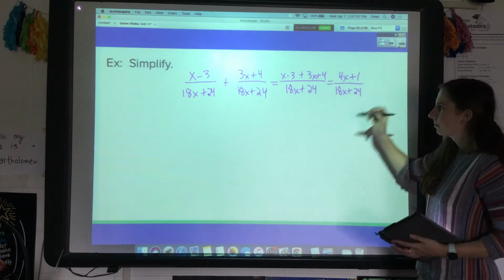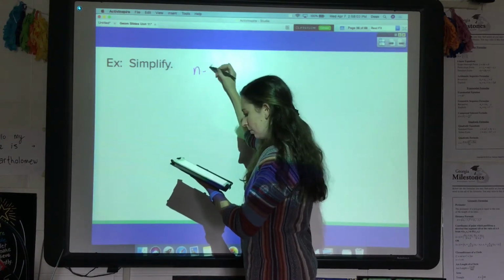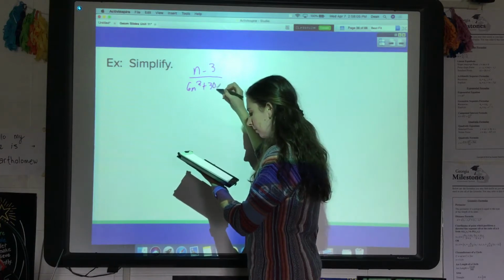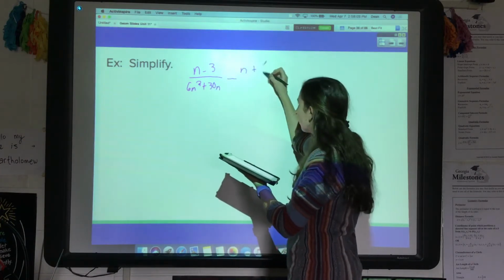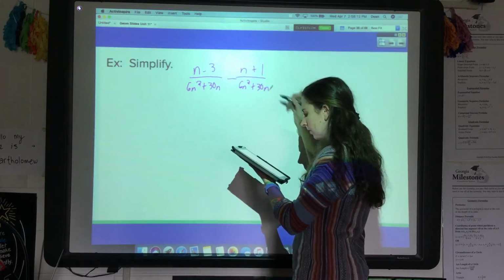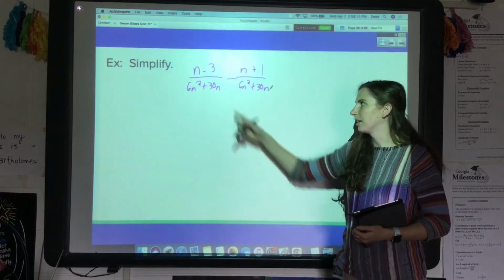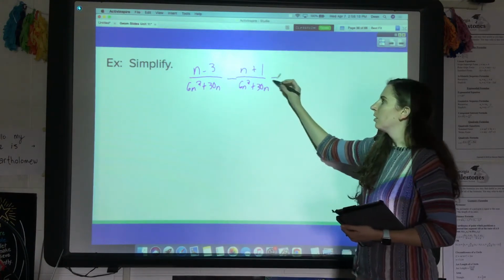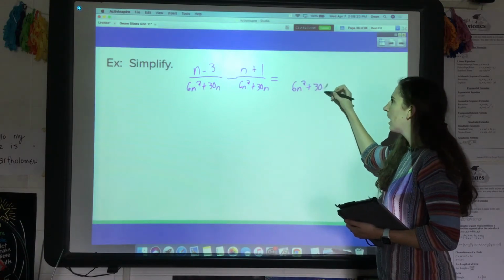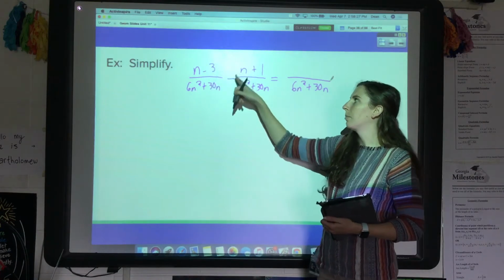Let's try another one. Let's say I've got n minus 3. Once again, they have a common denominator. It's exactly the same. So I'll leave that common denominator the same, and this time just subtract. So take n minus 3 minus this.